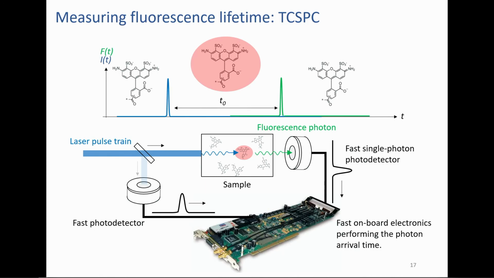What you do is as follows. You have a laser pulse train, so you have lots and lots of pulses coming in, and the pulses are spaced at a certain distance so that they're more widely spaced than the decay profile, obviously, so that one pulse doesn't bleed into the next. And then what you do is you excite. One laser pulse comes in, shown here in blue, and you measure when that has arrived using a photodetector. And at the point when that signal arrives electronically, you start a clock.